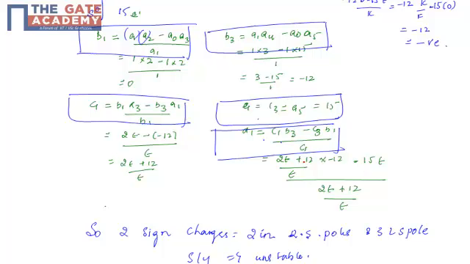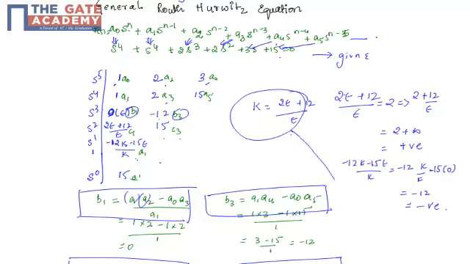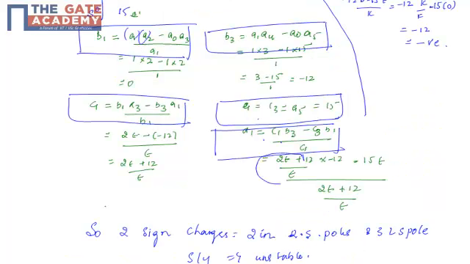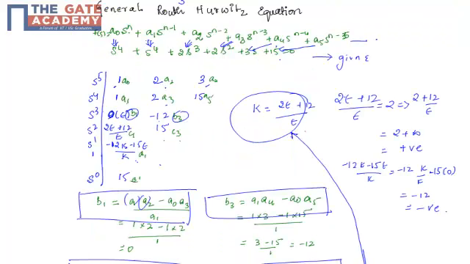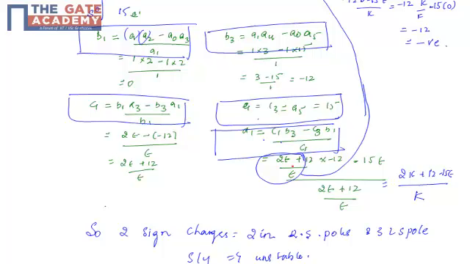To make the simplification simpler, we'll take 2 epsilon plus 12 by epsilon as equal to k. So we are substituting 2 epsilon plus 12 by epsilon as the k value. So D1 becomes minus 12 minus 15 epsilon by k.